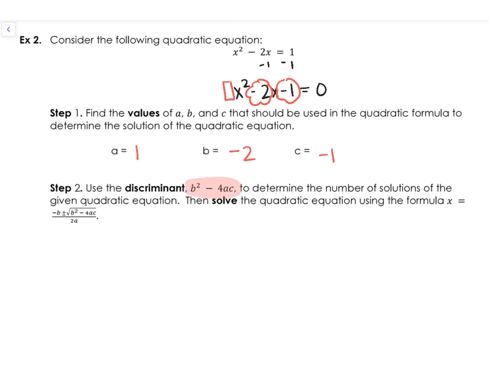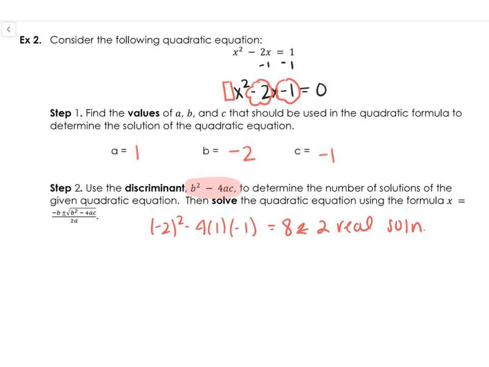Now, use the discriminant, and there they tell me exactly what the discriminant is, to determine the number of solutions. So I'm going to plug in b squared minus 4ac. B squared minus 4 times 1 times c. Put that thing into your calculator. You get out 8. 8 is positive, so I'm going to have 2 real solutions.